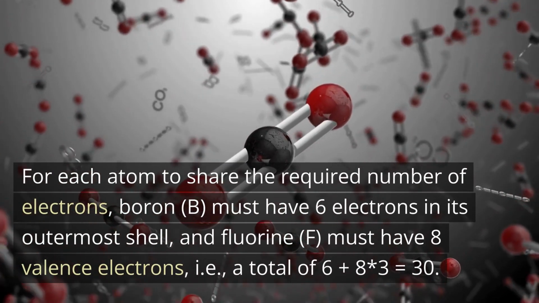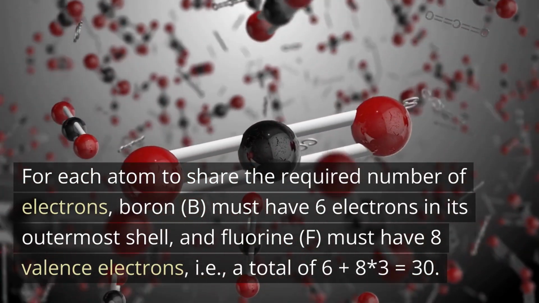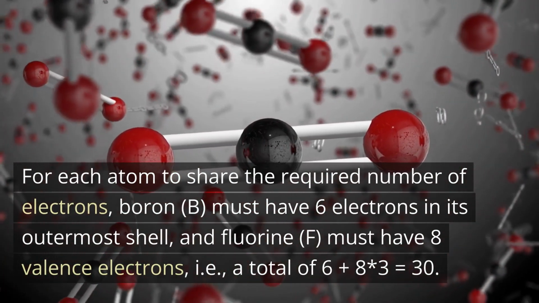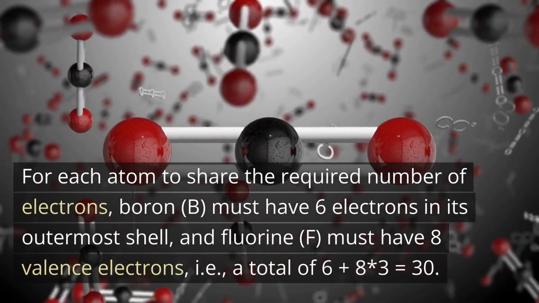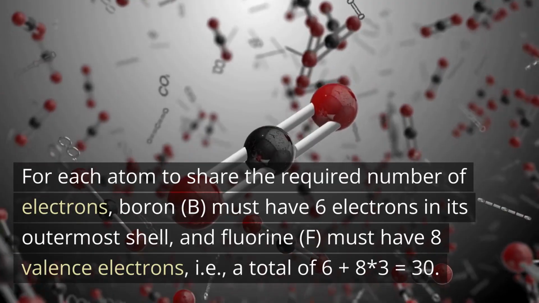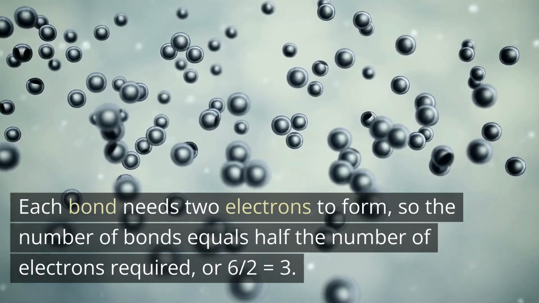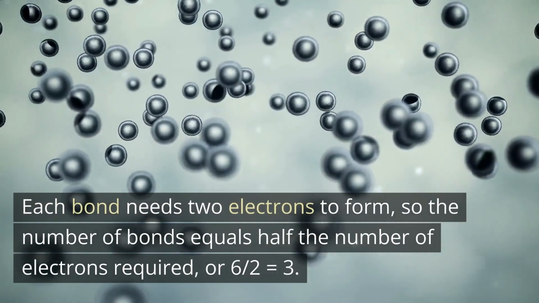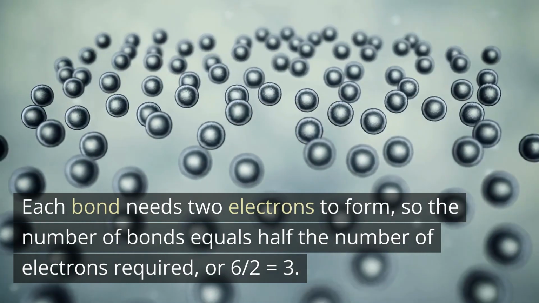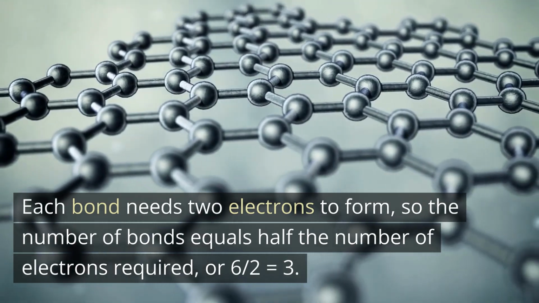For each atom to share the required number of electrons, boron must have 6 electrons in the outermost shell, and fluorine must have 8 valence electrons, i.e. a total of 6 plus 8 times 3 equals 30. The difference between valence electrons and required electrons is 30 minus 24 equals 6. Each bond needs 2 electrons to form, so the number of bonds equals half the number of electrons required, or 6 divided by 2 equals 3.